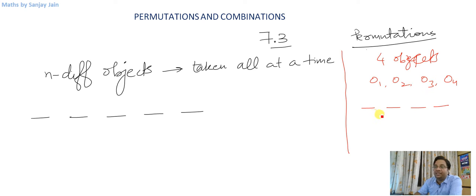So how many ways can I fill these four places? First place, let us say I can fill in four ways. I can choose any of these and place it here. So I have got four options to fill my first place with. Second place can be filled in three ways because repetition is not allowed, right? So these are four different objects. So if you pick one of them, then you are left with three. Then if you fill this place, you are left with two. If you fill this place, you are left with one only.